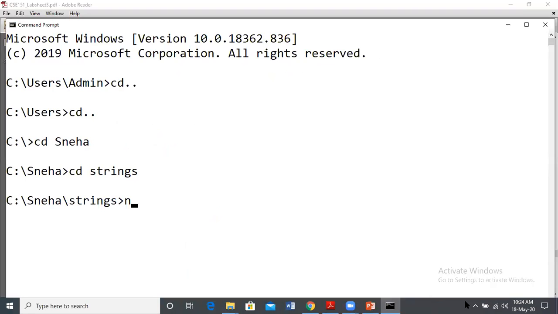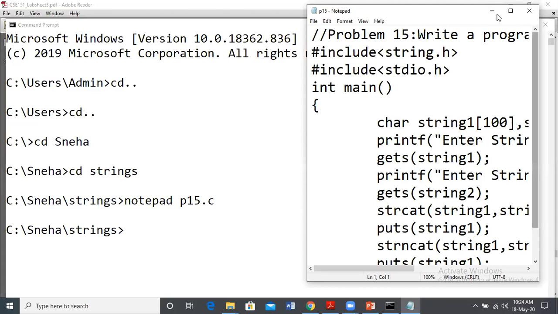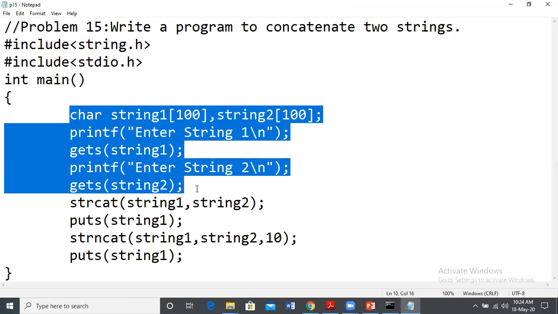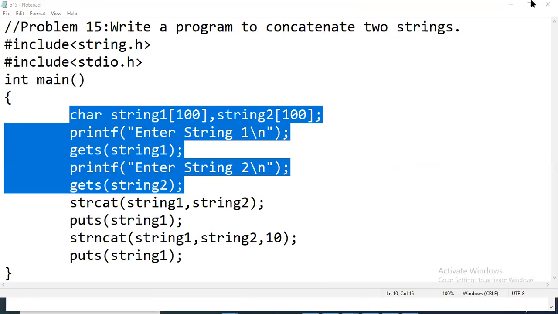Yes, so here is the program P15.c, right? Here we have the program taking input for string 1 and string 2, and then we are going to concatenate string 1 with string 2 first using strcat. Then we will concatenate using strncat.